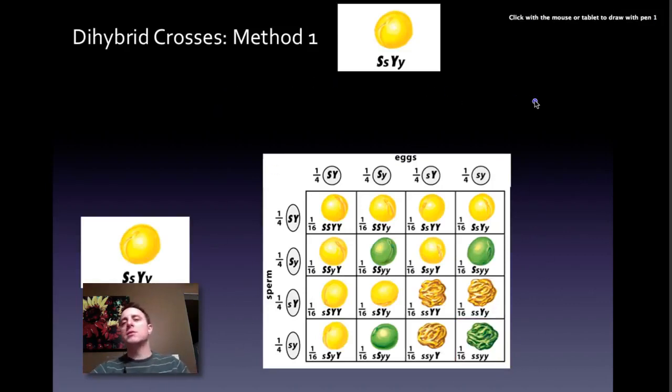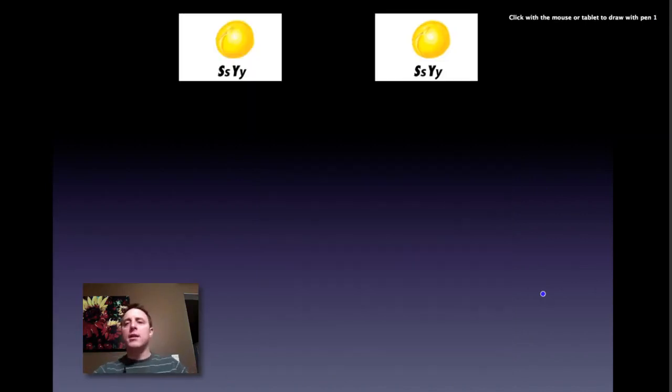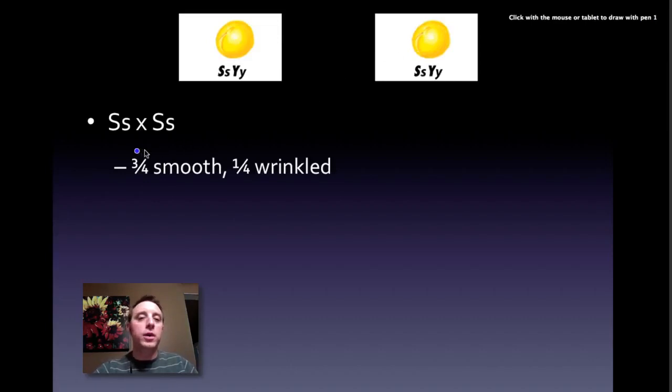So this method works fairly well for doing dihybrid crosses. It can get to be a little bit tedious if you don't like making these big 4x4 Punnett squares. So there is another method, and that method involves recognizing this cross as really being two monohybrid crosses.